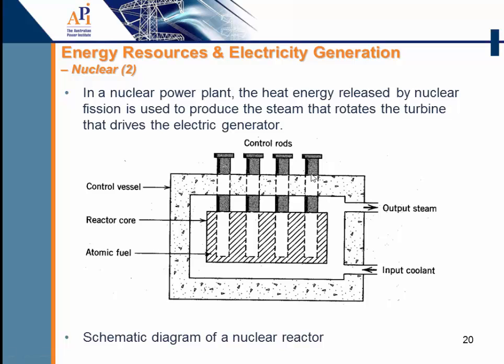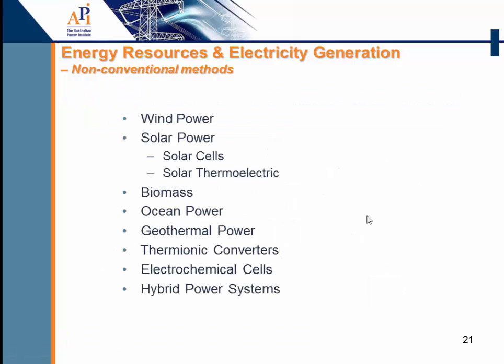For nuclear power, using different materials, the operating principle is the splitting of uranium atoms. That process will generate a lot of heat that can heat up the water, boil the water, and that will turn the turbine and a generator.